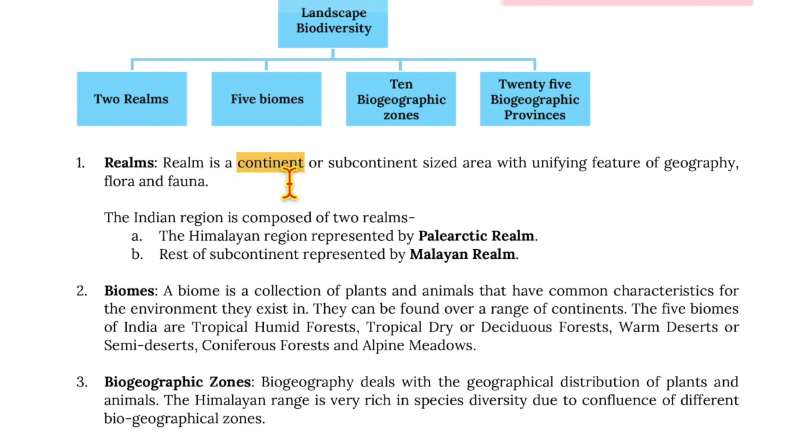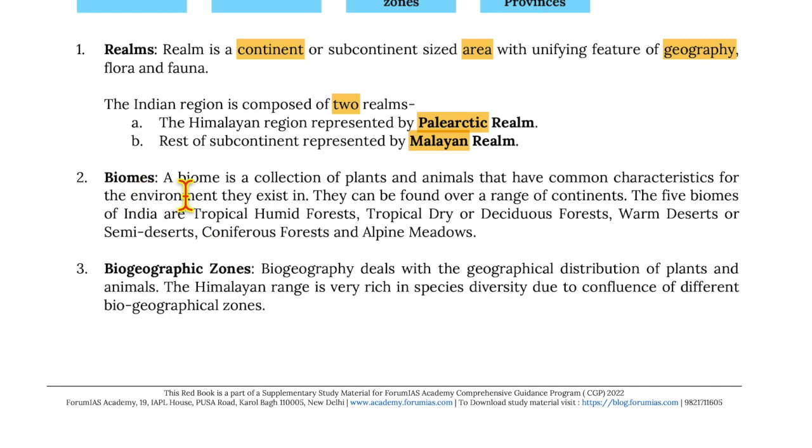A realm is a continent or subcontinent-sized area with unifying features of geography, flora, and fauna. In the Indian region, there are 2 realms. The Himalayan region represents the Palearctic realm, and the rest of the subcontinent is represented by the Malayan realm. Moving on to biome, a biome is a collection of plants and animals that have common characteristics for the environment they exist in. They can be found over a range of continents. The 5 biomes of India are tropical humid forest, tropical dry or deciduous forest, warm deserts or cold semi-deserts, coniferous forests, and alpine meadows.